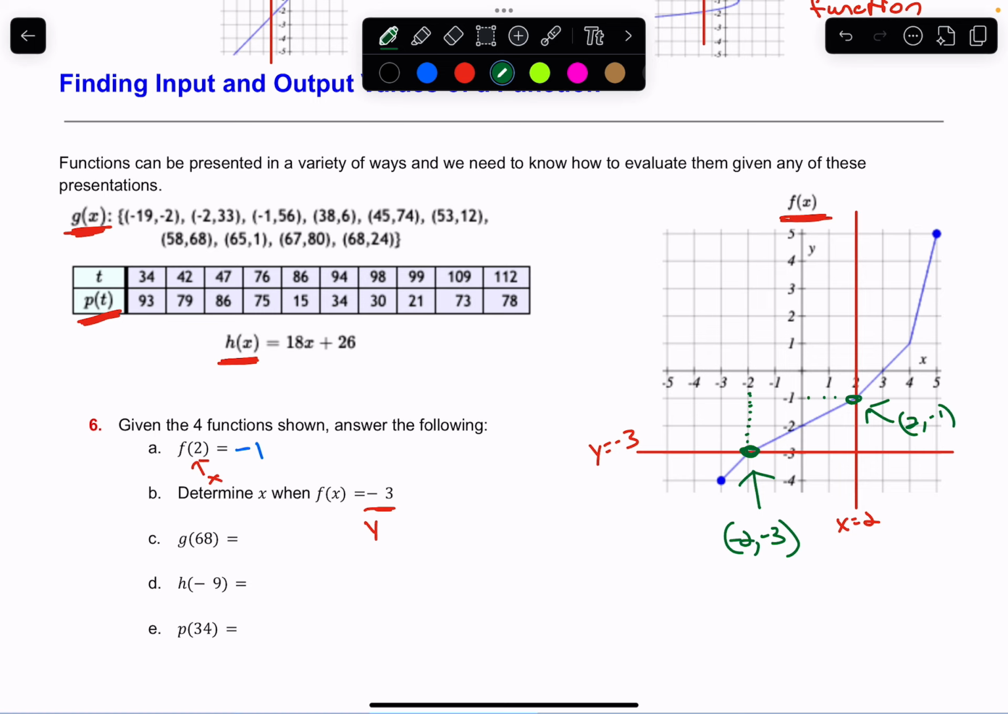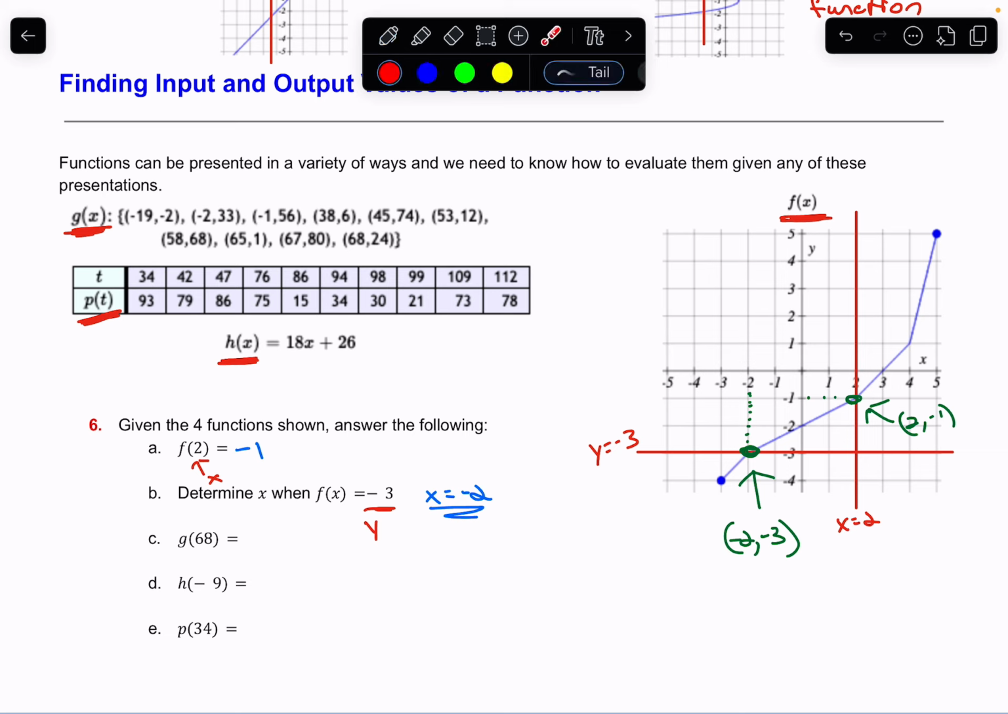So for part B, it says determine x when f of x equals -3. We drew a horizontal line at y equals -3. We found where it intersects, and the x value of where it intersects is -2. So we can say that x is going to be equal to -2 when y is -3.